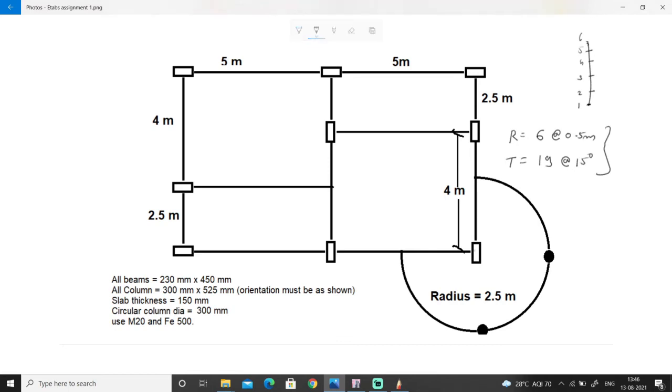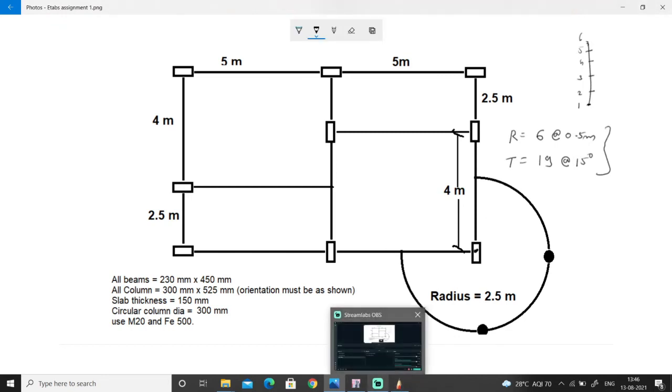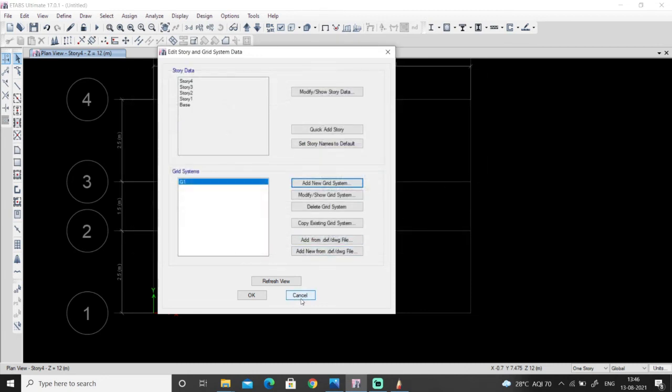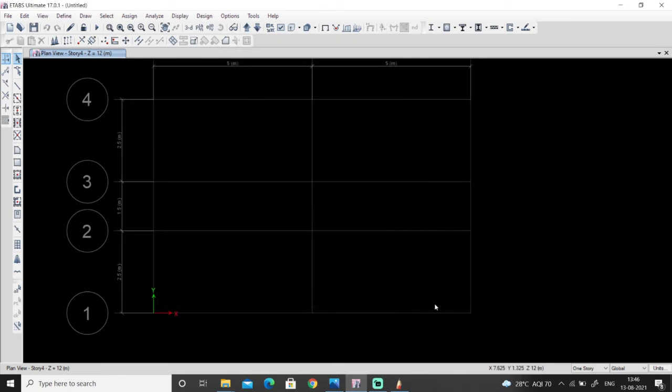Now what about the origin of this point, where I have to keep the center of these grids? I am cancelling this first, we will see it again. We have to keep the center of the cylindrical grid over here. So first we need to know the coordinate of this point.